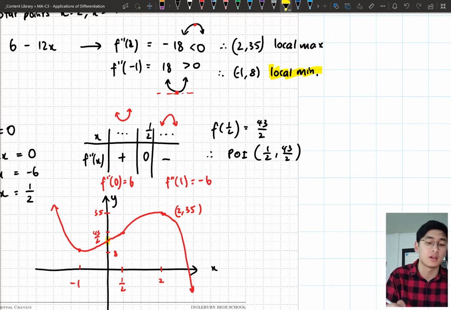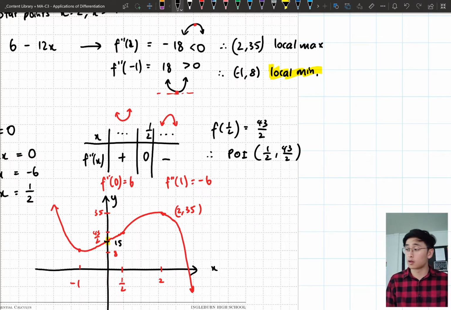So for the y-intercept, we're just going to sub in x is equal to 0 into my function. So here, this number here should be 15. Okay. On top of that, you might want to find the x-intercept.